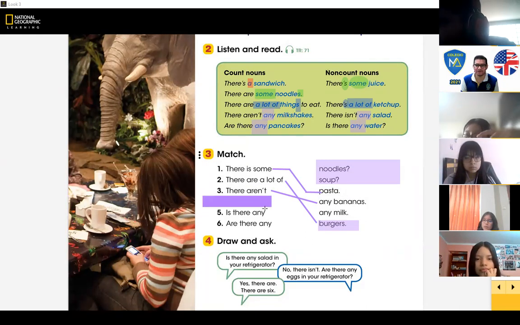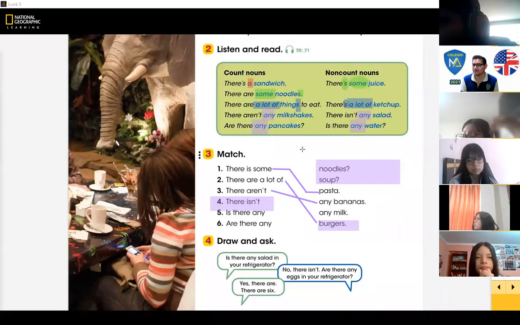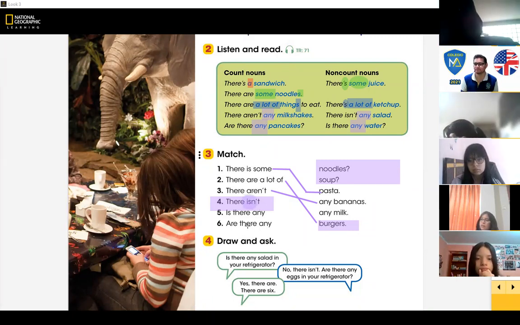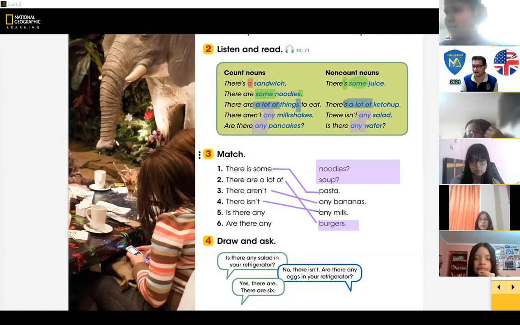¿Qué te dice aquí? There isn't. Affirmative, negative, or question? Negative. Yeah, that's right. This is negative. Y ahora analizo un poco más. Negative, singular or plural? Singular. Sería any milk. Excelente, ¿no? Porque el any se utiliza siempre para negative, ¿no? There isn't, ¿ya? Ahí está.